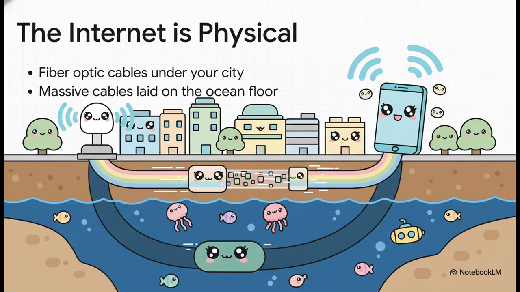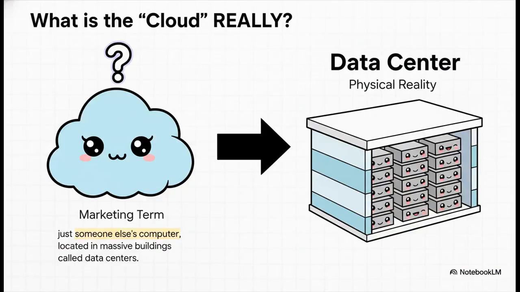gigantic wired network. And this brings us right back to the cloud. So what is it? Here's the big reveal. The cloud is just someone else's computer. That's it. It's a fancy marketing term for giant warehouse-sized buildings called data centers, and they're just jam-packed with powerful computers or servers. When you save to the cloud, you're physically saving your file on one of those computers.